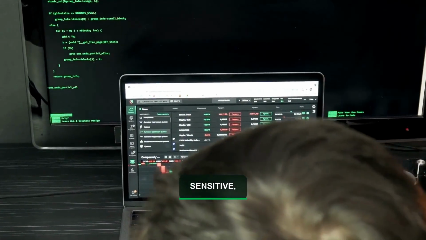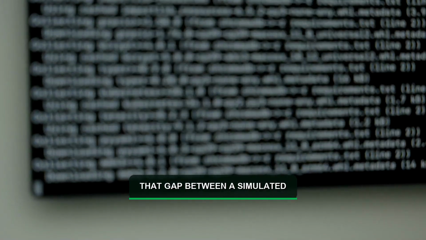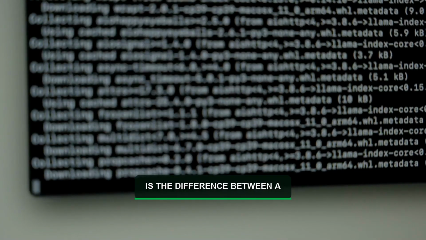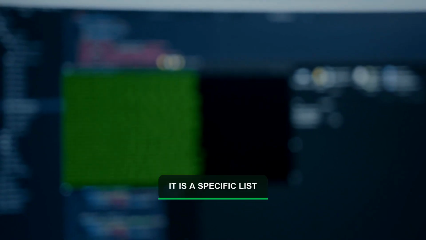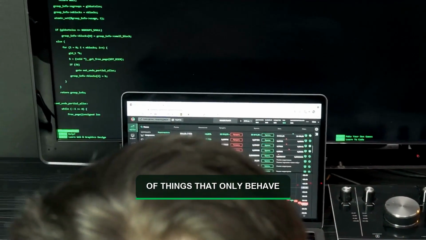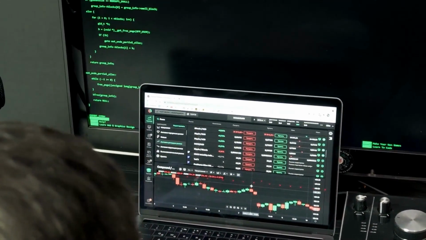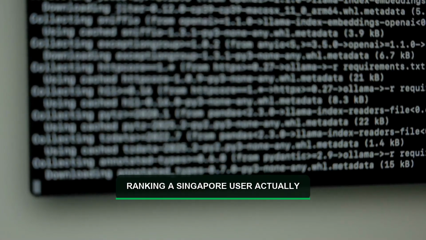For anything geosensitive, that gap between a simulated location and a lived one is the difference between a test that reflects your real user and a test that does not. This is not theoretical. It is a specific list of things that only behave correctly on a real Singapore network. Localized store listings and the ranking a Singapore user actually sees.